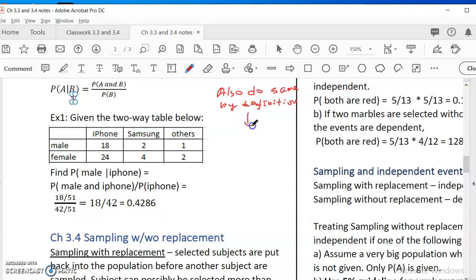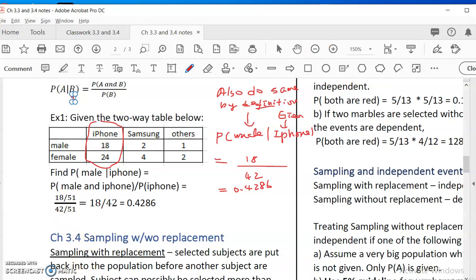Now, if I want to do it by definition, remember how we do it? We would say probability of male given iPhone is changing the sample space to only use the iPhone column. So iPhone is here, because this is already happened. This is given. So my only attention is on iPhone. The total of the column would be our sample space. And then we want male. Male is 18. So that is the answer. So you see that it is the same as 0.4286. So you can use the formula or you can use the definition.